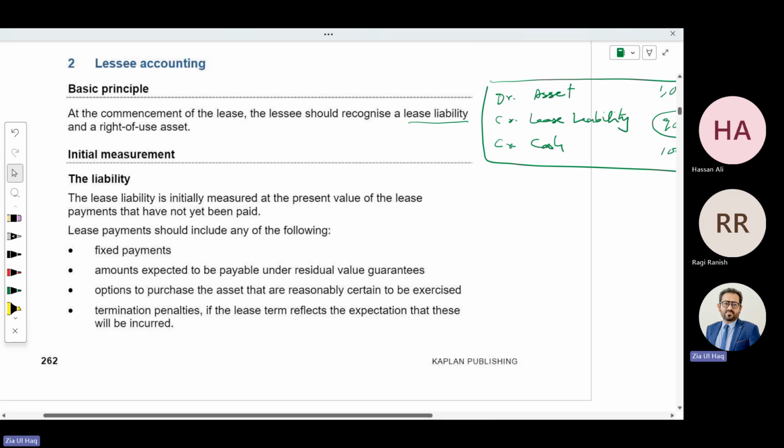So initial measurement, the liability, mean lease liability. The lease liability is initially measured at the present value of the lease payments that have not yet been paid. Mean lease liability, we need to calculate using present value method. Lease payments should include any of the following: fixed payments, amounts expected to be payable under residual value guarantee. What does that mean? Amount expected to be payable under residual value guarantee.